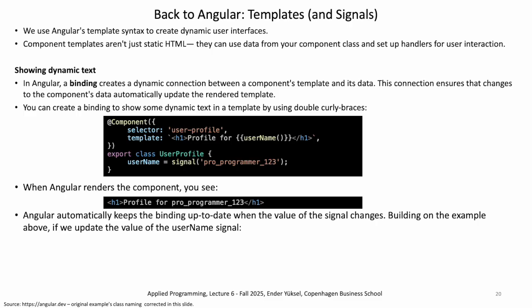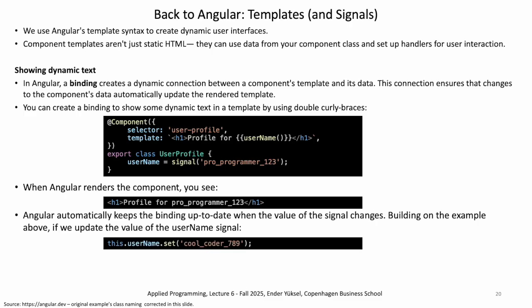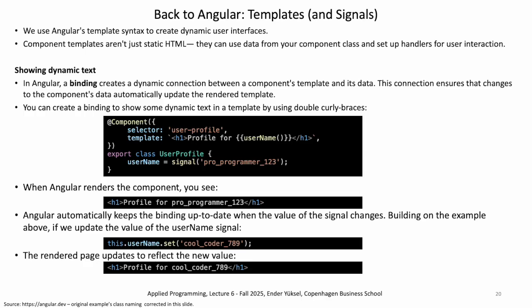Building on the example above, if we update the value of the username signal, then we will get this.username.set, and we can update it to a new value such as coolcoder789. The rendered page updates to reflect the new value, which will be again in HTML headings profile for coolcoder789.